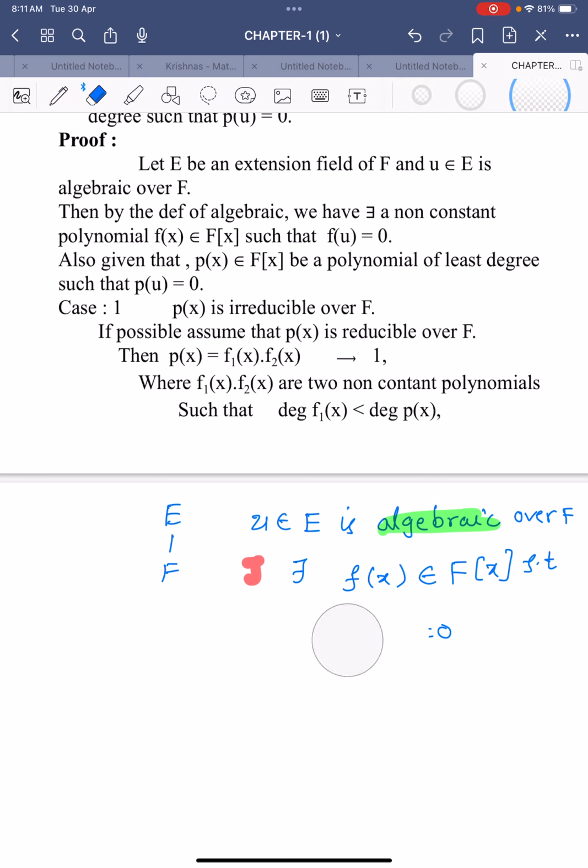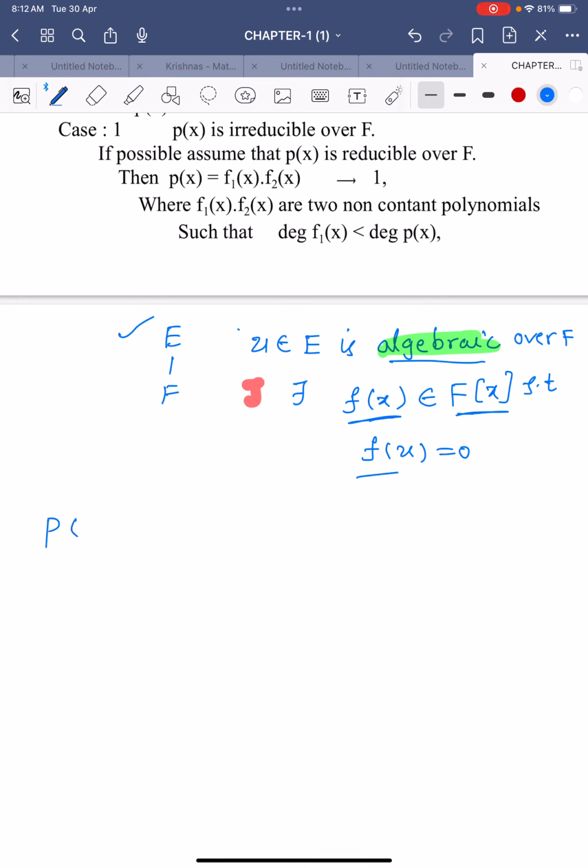Instead of f of alpha is equal to 0, here we are using the element u, so f of u is equal to 0. I repeat, E is an extension of F and u belonging to E is algebraic over capital F. By the definition of algebraic, there exists a non-constant polynomial f of x in capital F of x satisfying the condition f of u is equal to 0. Also it is given that p of x belonging to capital F of x is a polynomial of least degree, smallest degree, such that p of u is equal to 0.